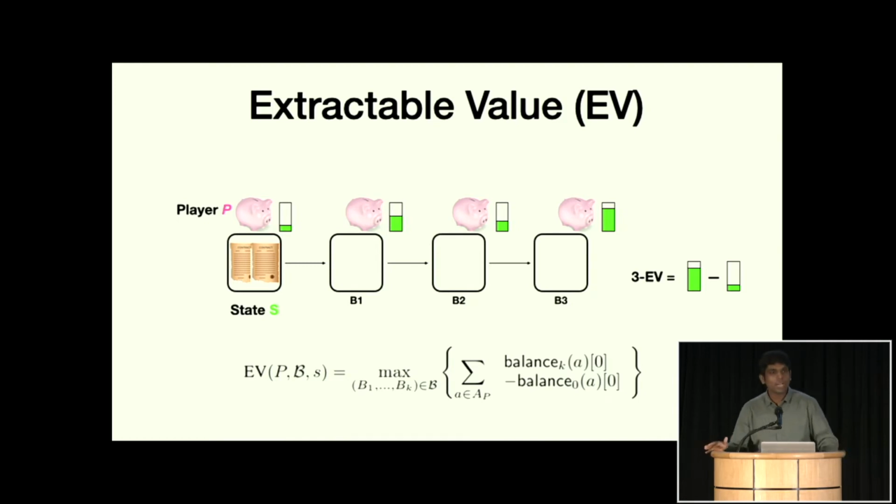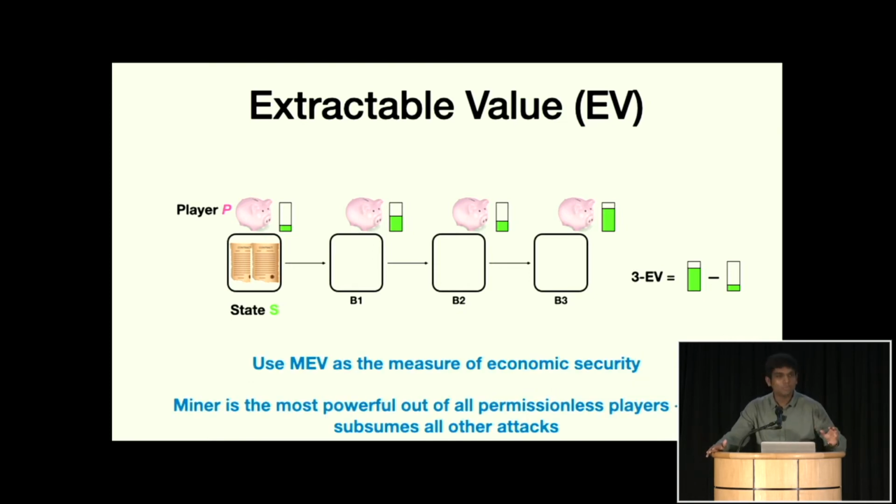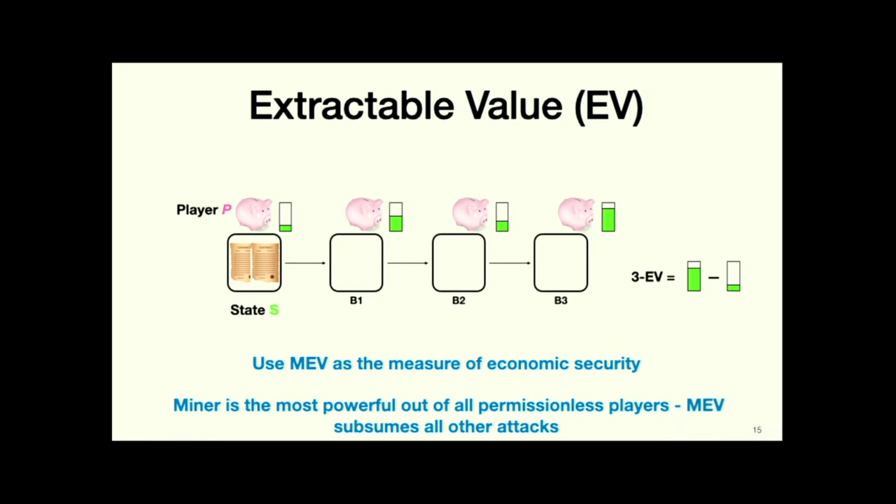Now note that for our purposes, rather than reasoning about any player P, it's actually sufficient to just reason about the miners. Because in some sense, miners are the most powerful actors in the system. They control the ordering of the transactions, which transactions get included in the blocks. So it's really enough to just reason about miner extractable value, and in some sense, it subsumes all the other attacks.